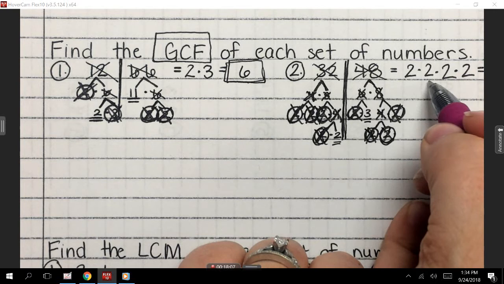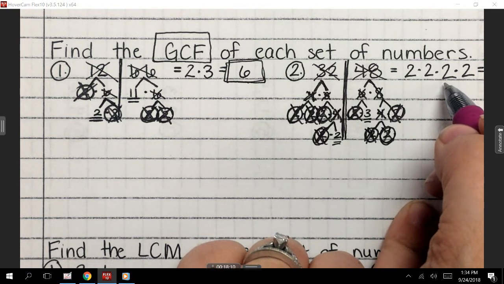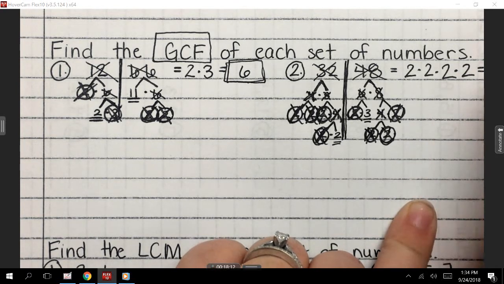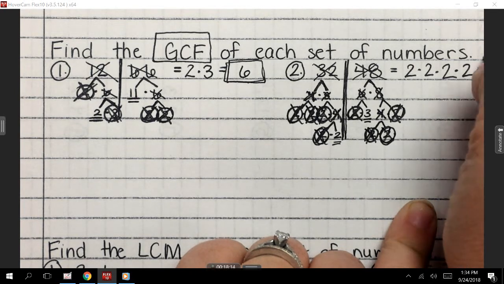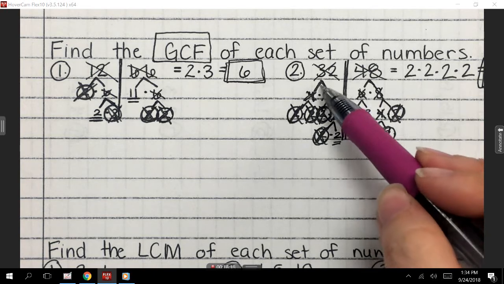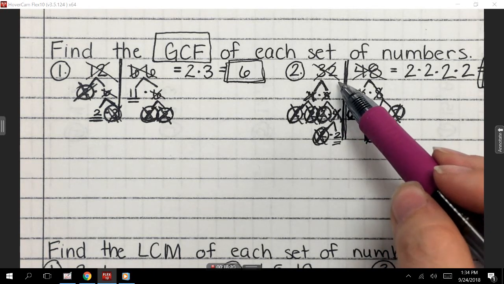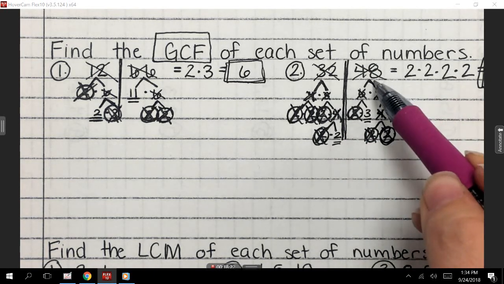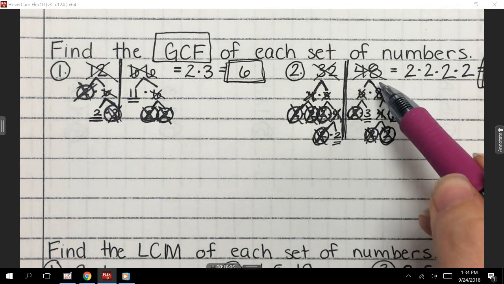2 times 2 is? 4. 4 times 2 is? 8. 8 times 2 is? 16. Awesome job, guys. So that is my GCF. What that means is 16 can go into 32. That's going to happen twice. And 16 can go into 48. That's going to happen 3 times.